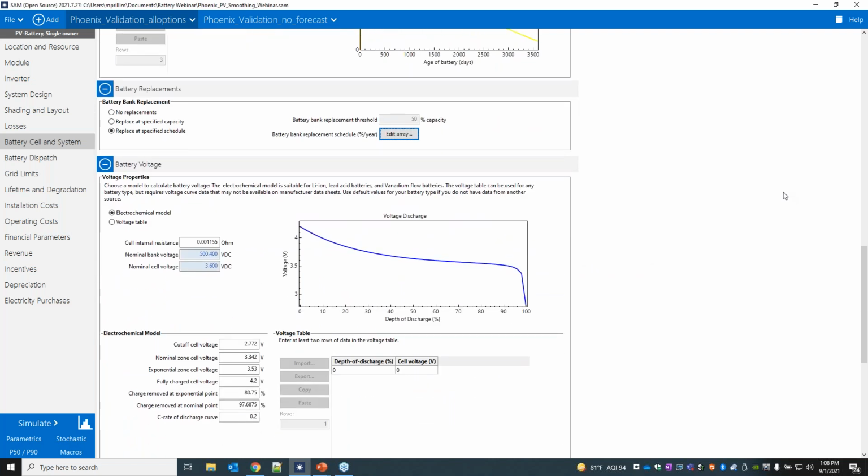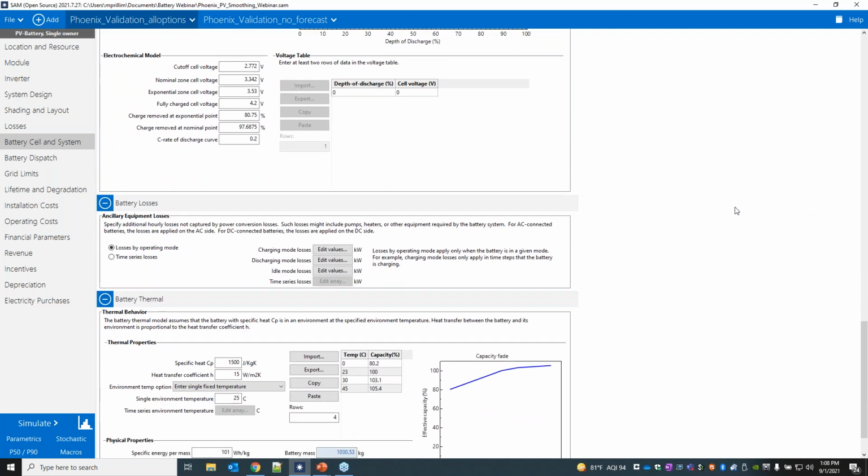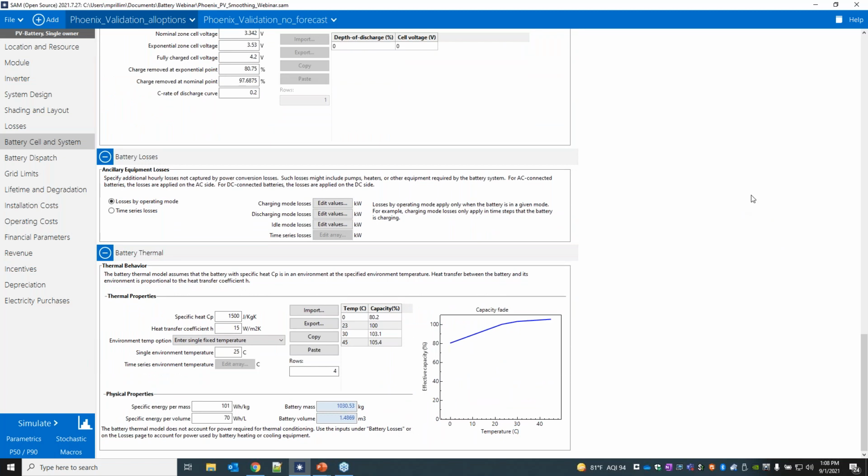There have been some changes to the battery voltage model with the introduction of a cutoff cell voltage input that makes the voltage modeling more accurate to actual battery behavior, particularly at high depths of discharge. There is the ability to input battery losses and battery temperature modeling as well.